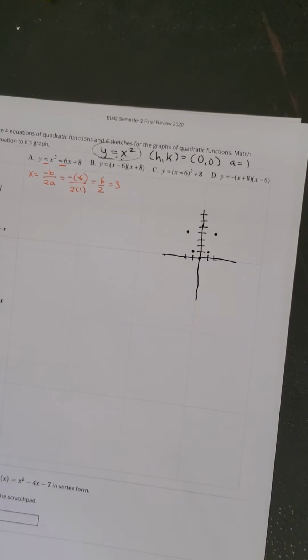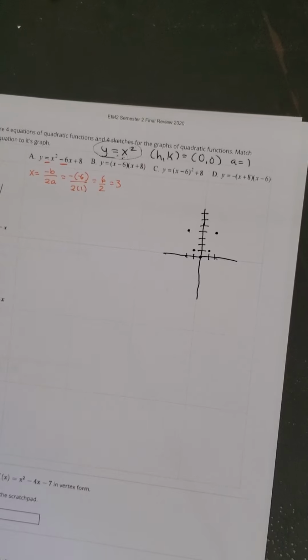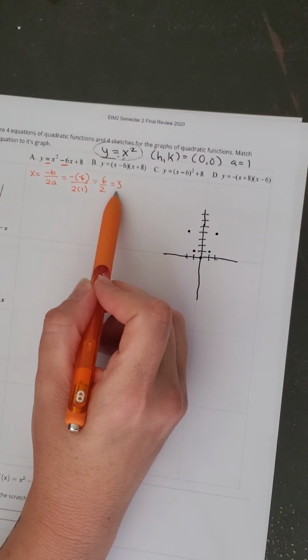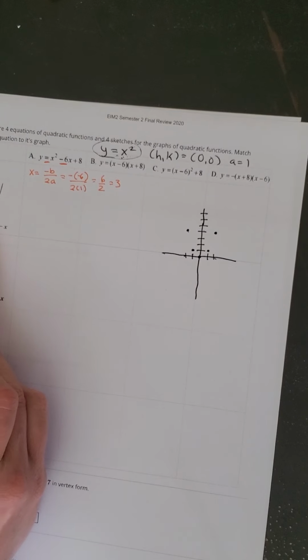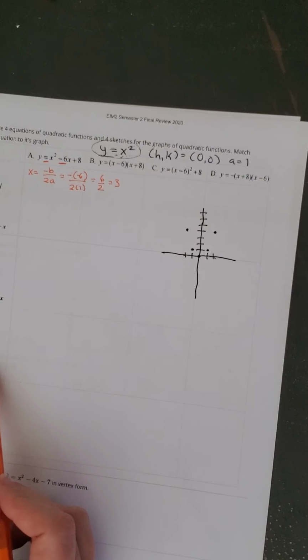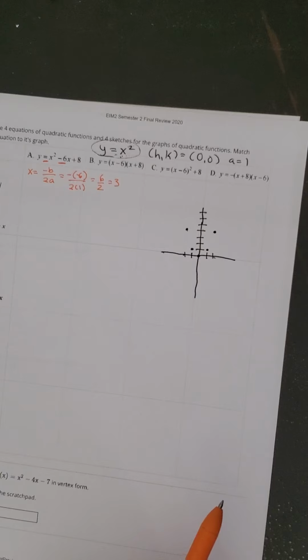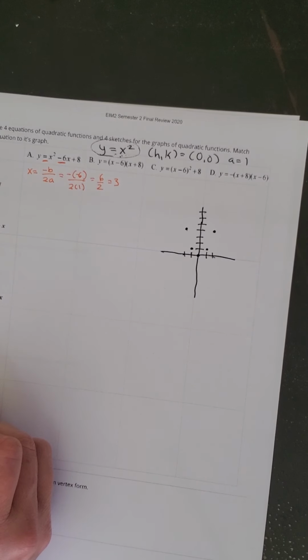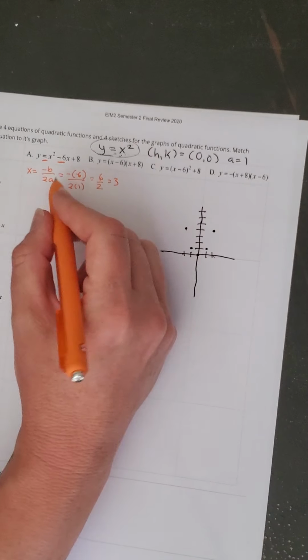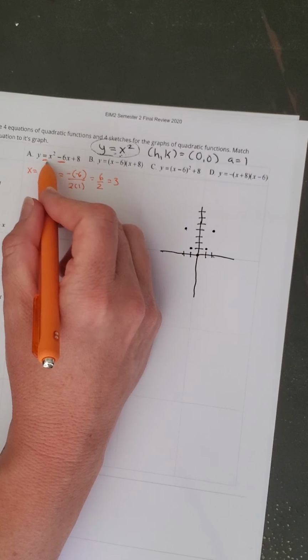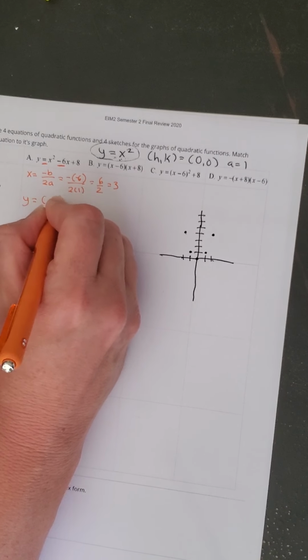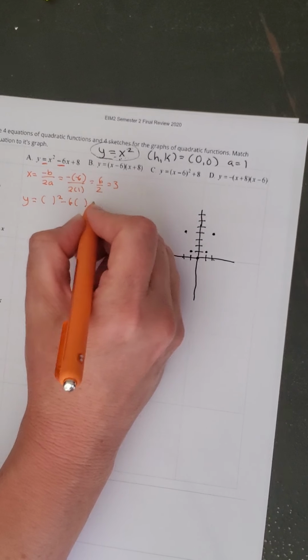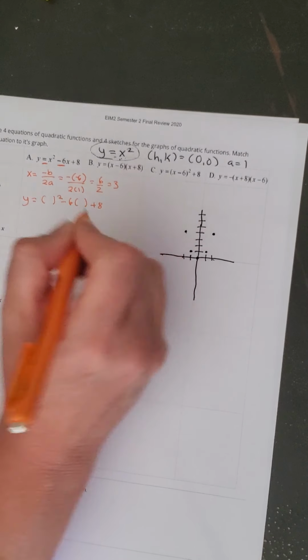That might be enough information, right? It might be, if there's no other graph that shows that the vertex has shifted to the right 3 units. But unfortunately it's hard to tell because this one, number 1, and number 3, they both shift to the right, and it's possible that they both shift to the right 3 units. So I will need to substitute this back in to find my k value. Y equals x squared minus 6x plus 8, and I'm going to substitute in a 3.